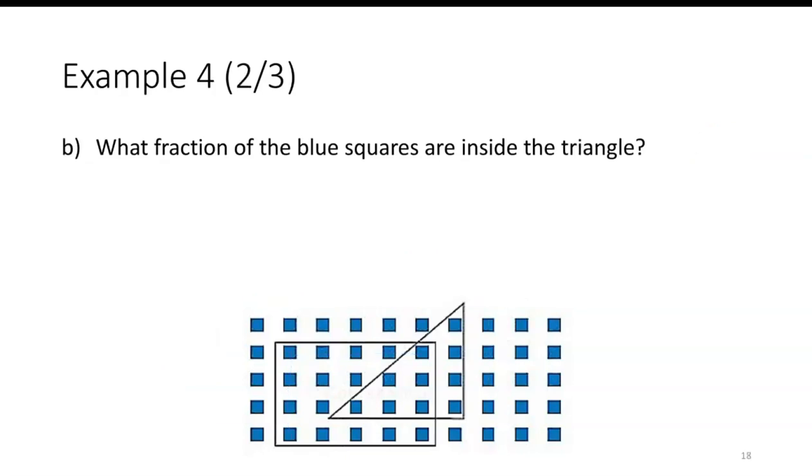What fraction of the blue squares are inside the triangle? Well, we already got the 50. As for the triangle itself, there's 1, 2, 3, 4, 5, 6, 7, 8, 9, 10. So this would be 1/5.